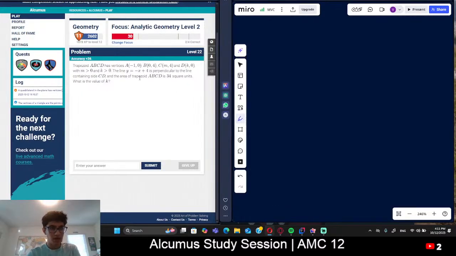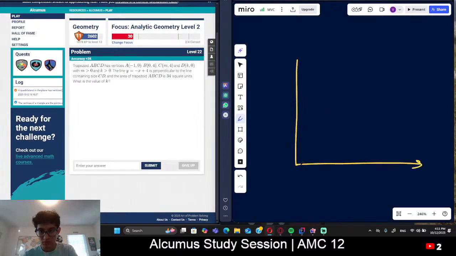We'll do it in yellow. Trapezoid ABCD has vertices -1, 0. So that'll be one of them right there. 0, 4. M, 4. So that'll be like here. And then K, 0. With M greater than 0 and K greater than 0. So something like this, maybe. The line. Okay, let's label them.